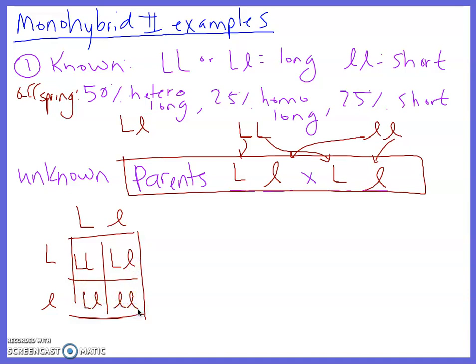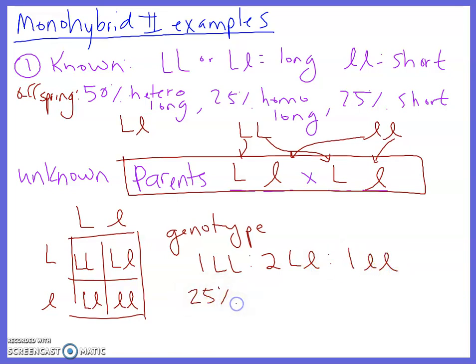So if we look at this, and we're looking at our genotype ratios, we're going to say that we would have 1 homozygous dominant for every 2 heterozygous for every 1 homozygous recessive. So that would be 25%, 50%, and 25%, which matches up with what we're given.